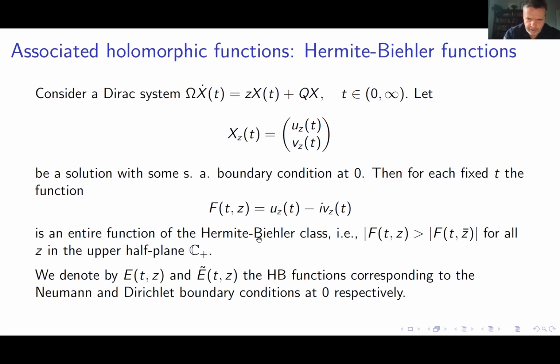And so if we solve the system with Neumann and Dirichlet boundary conditions, obtain two solutions, then from each of them we can make a family of Hermite-Biehler functions. And I'll denote those functions by E of tz and E tilde of tz. So for each fixed t from 0 to infinity, each of them is an entire function of the Hermite-Biehler class.